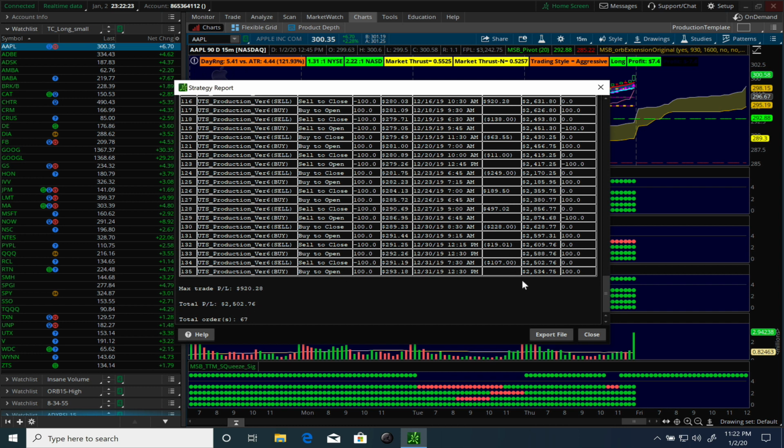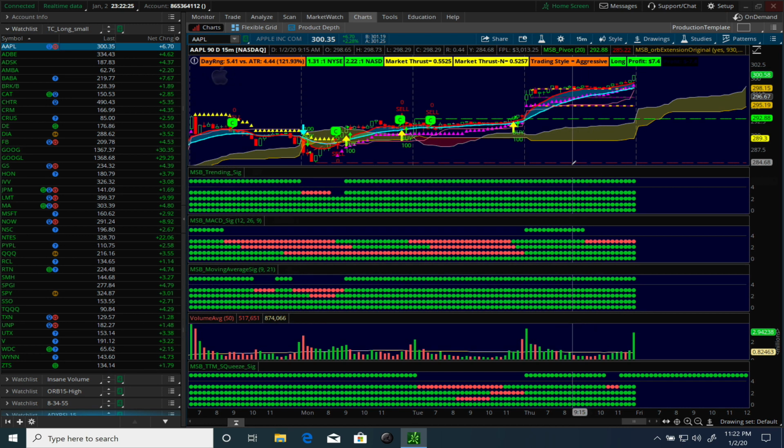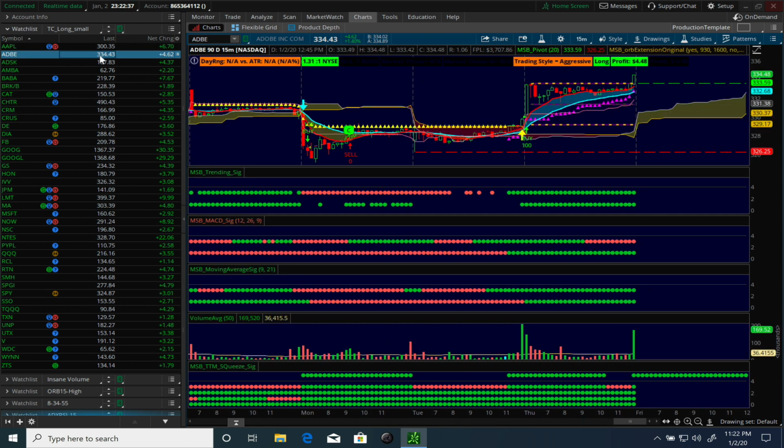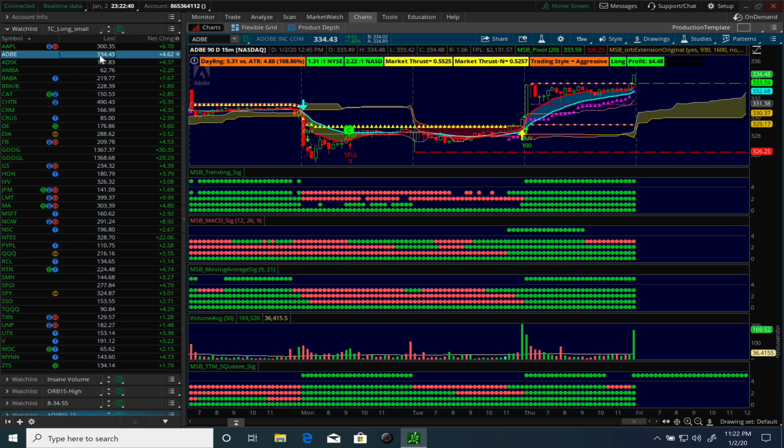So you've got some wins and losses. The current trade that's underway is profitable by $7.04. You actually see the profit once a buy or short signal is initiated. Likewise here on Adobe as well, and these are all trades that were initiated today. It went up $4.48.